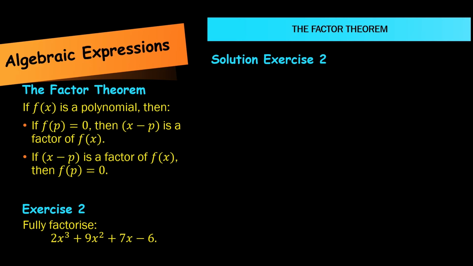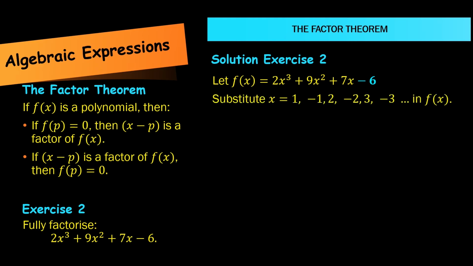Begin by letting f of x equal the polynomial. Next, consider the minus 6 at the very end of this function. Now, we're going to consider all the factors of minus 6 and input these into the polynomial. So substitute x equals 1, x equals minus 1, 2, minus 2, 3, and minus 3 in f of x.